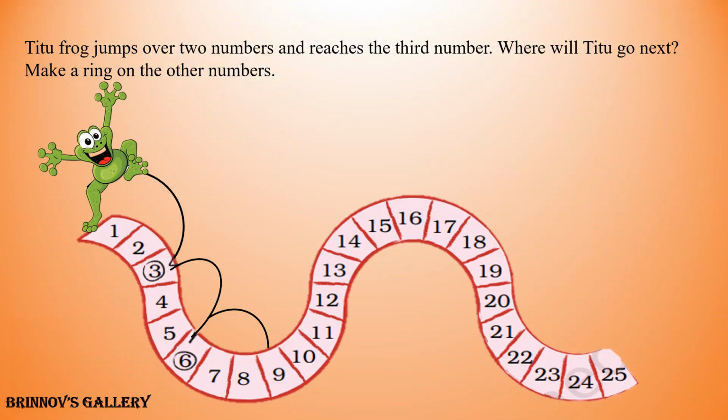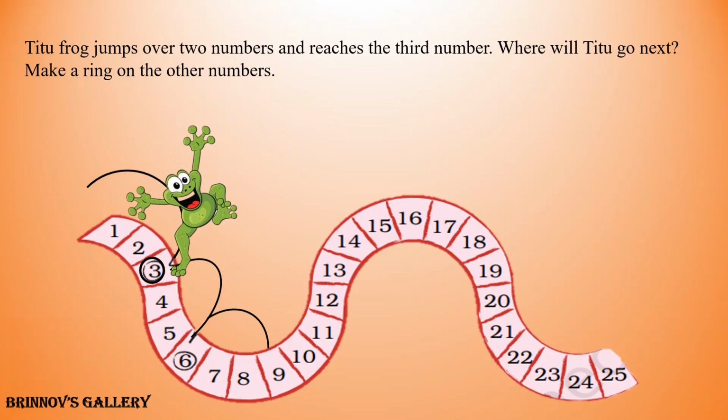The frog jumps over two numbers and reaches the third number. Where will it go next? Make a ring on the other numbers. 3, 6, 9, 12, 15, 18, 21, 24.